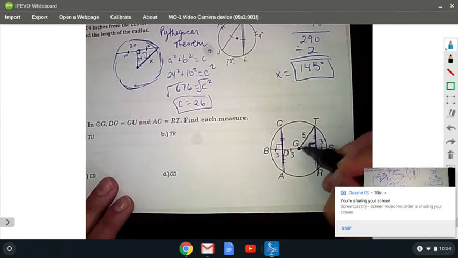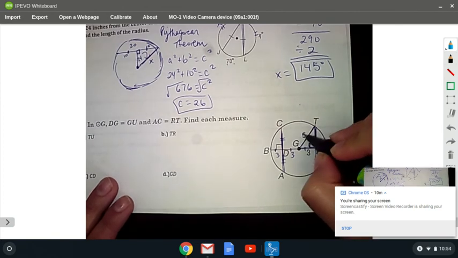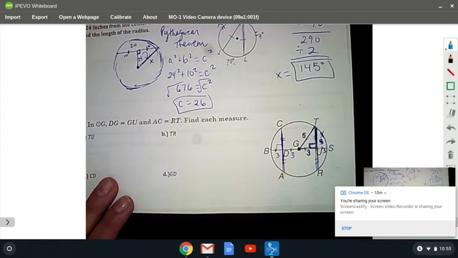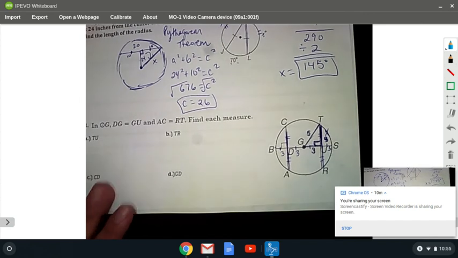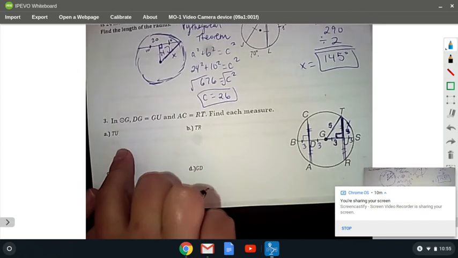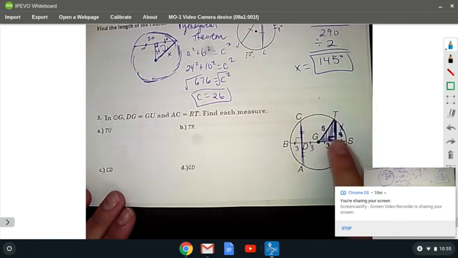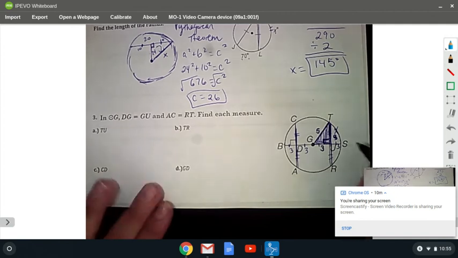We also have right here a right angle. This is a right triangle. So if I have 5 as my hypotenuse, 3 as my side, this is for this segment here. I need to find this side. Why don't I go ahead and try to find that, because I think they do ask for TU first. So let's use the Pythagorean theorem here for this right triangle. I'm going to shade it in so you can see it a little better. That's a right triangle right there.